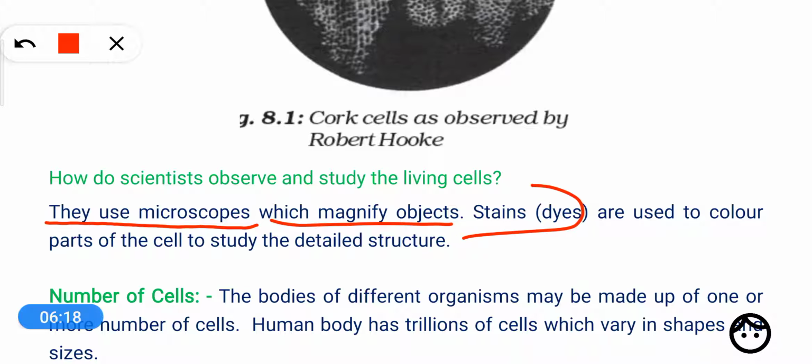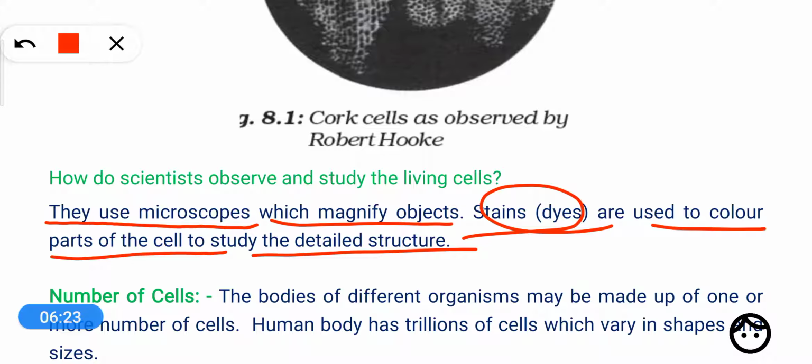Certain dyes are used to color the parts of the cell to study the detailed structure. So sometimes when we want to observe the cells of a certain living thing, we generally color the sample, then we observe it under the microscope. These colors are actually dyes, they are also called stains. For example, if you want to study the onion cells in an onion peel, then we will color it with the help of a dye known as safranin. We will use the dye safranin.